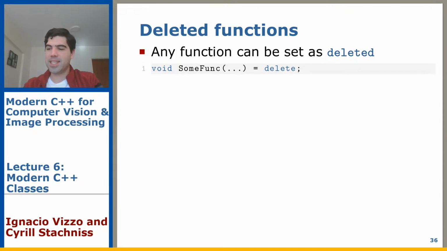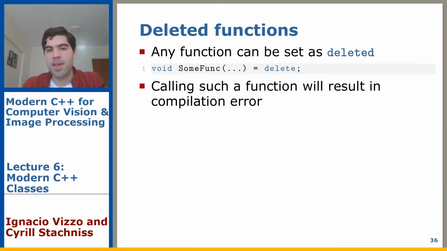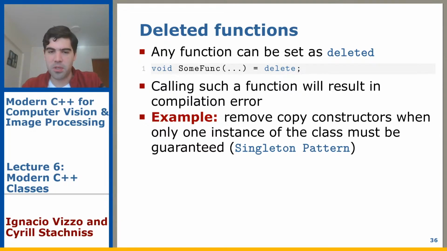And then lastly, you can also delete functions. We will see how to use this when we study the singleton pattern next lesson, that will be also used on your homework number 7. But basically any function can be marked as deleted, and then when you try to call this function, the compiler will say, okay, this function for some given reason is not implemented and it's deleted, so you are not allowed to call this function.